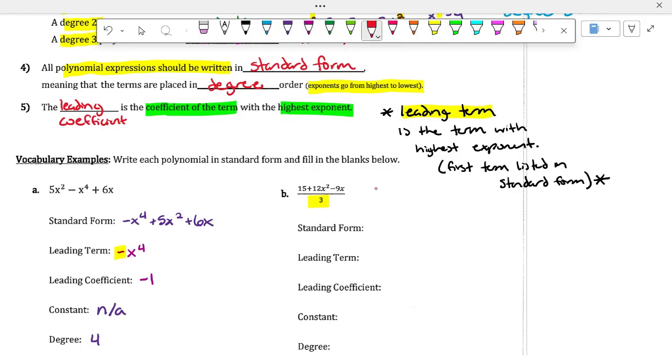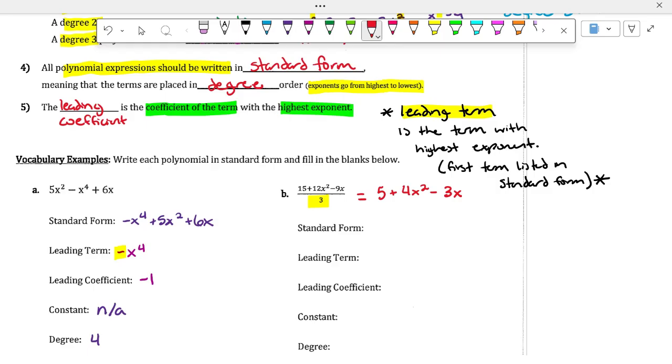So 15 divided by 3 is 5. 12x squared divided by 3? 4x squared. And negative 9x divided by 3? Negative 3x. So we haven't done anything else besides divide it by 3. This is what you should do before you start classifying. Make sure it's simplified to its fullest. Combine like terms if you need to, do any division if you need to, or do any multiplication if you need to.